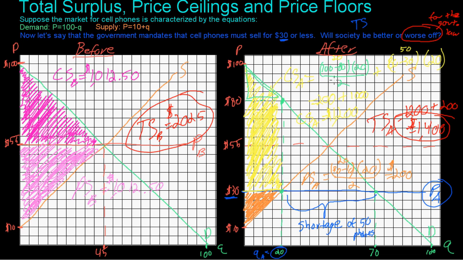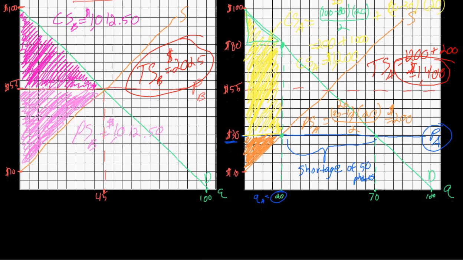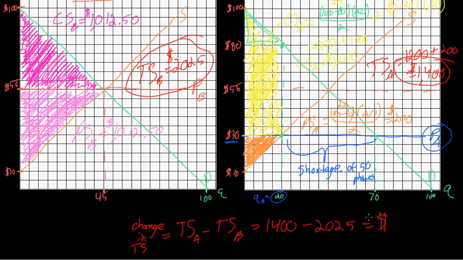So now we want to figure out exactly how much worse off are they. And so I'm just going to scroll down to give myself a little bit more room to write. And they're worse off just by the difference between these two. So the change in total surplus, I should do this as the after minus the before. So it's total surplus after minus total surplus before, which is just going to be 1400 minus 2025. So subtracting those, we get negative $625, meaning that society is worse off by $625 for this law.